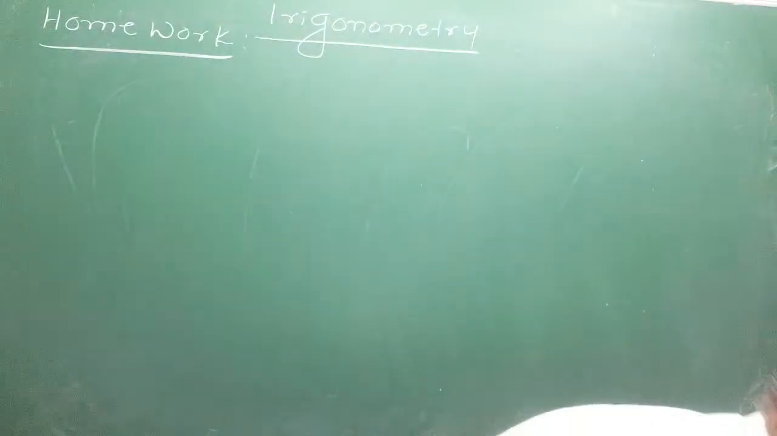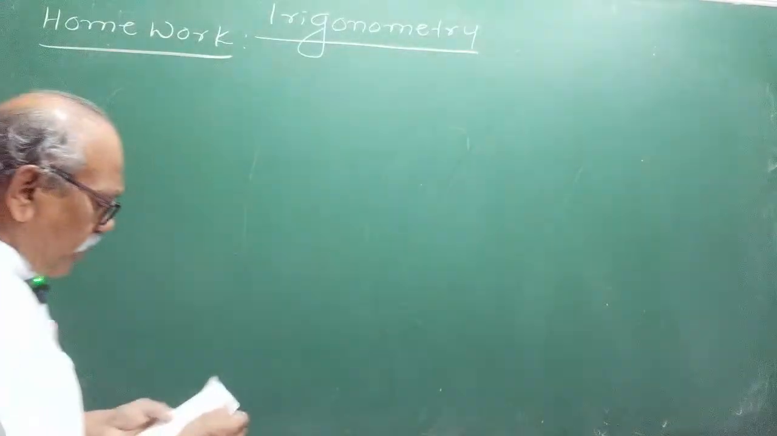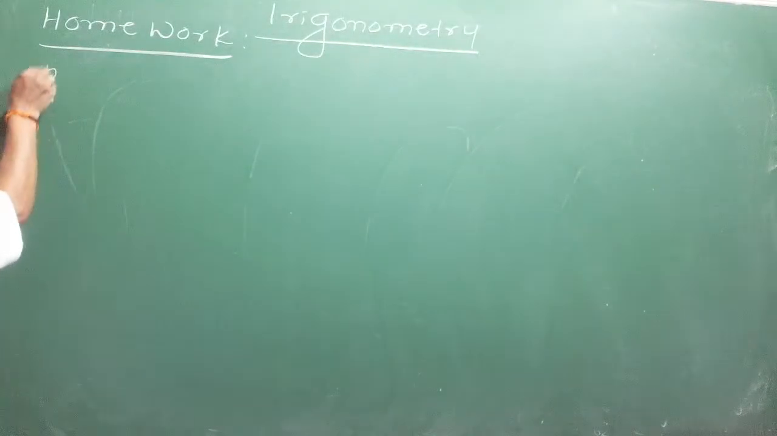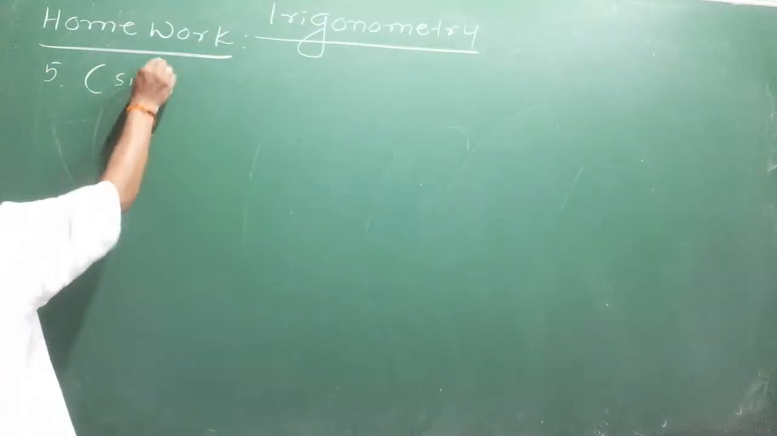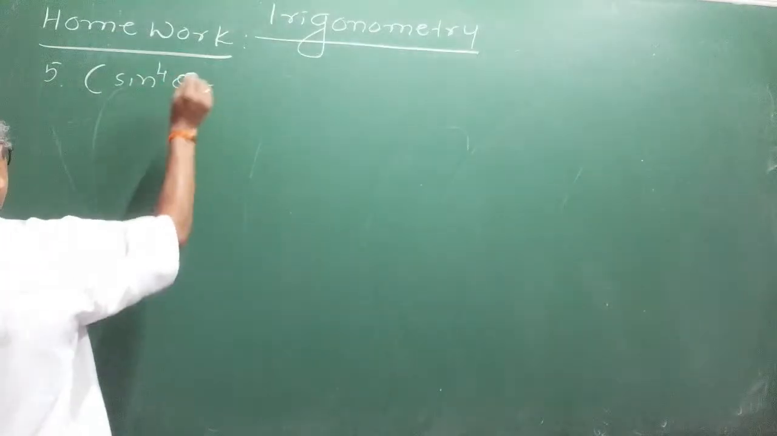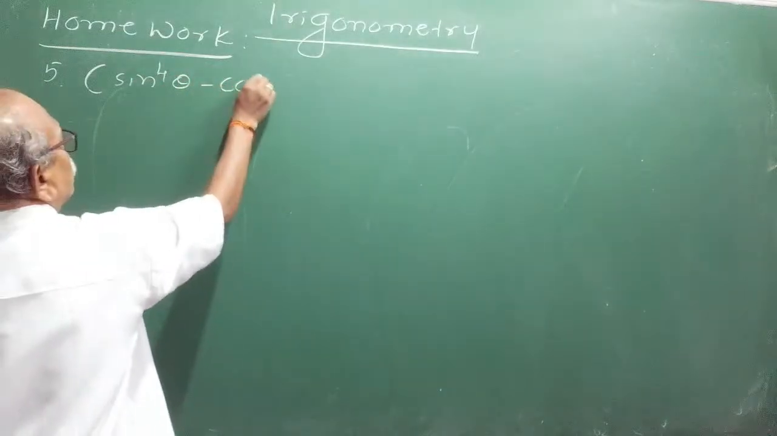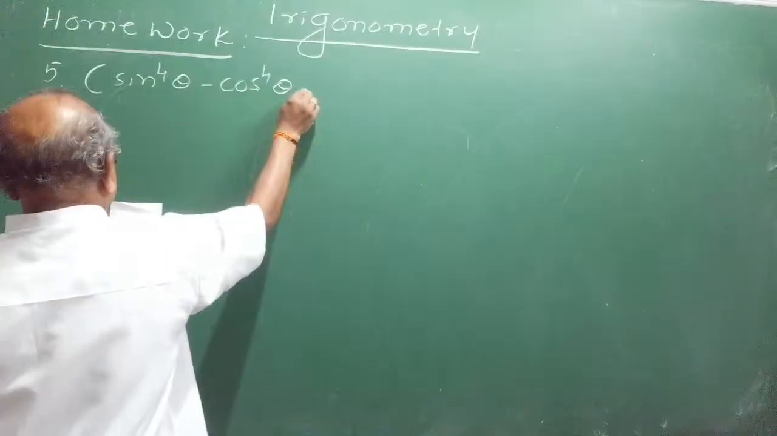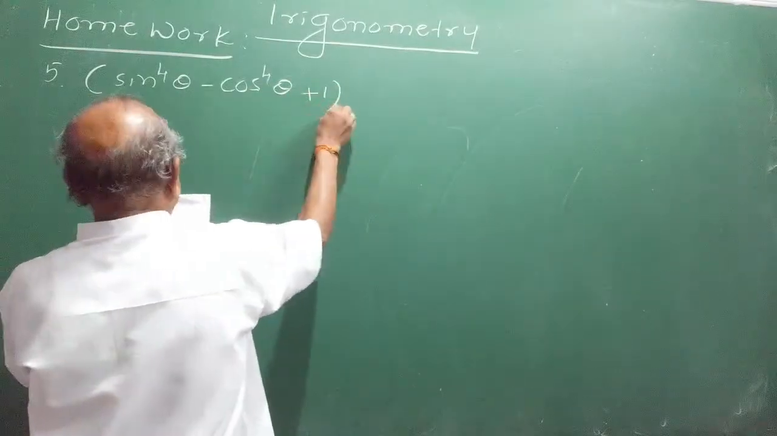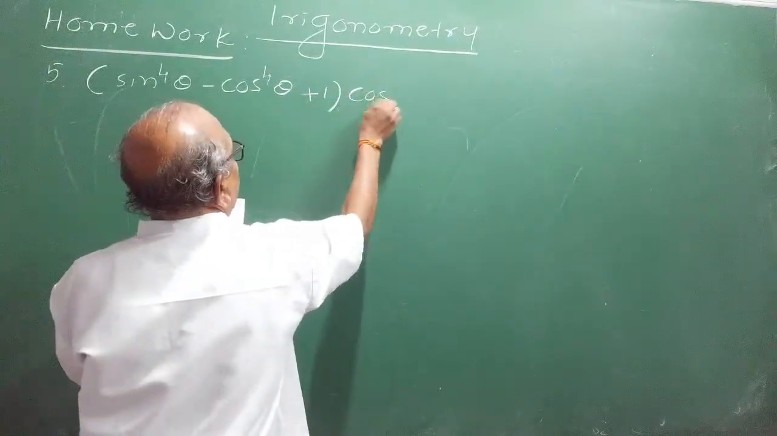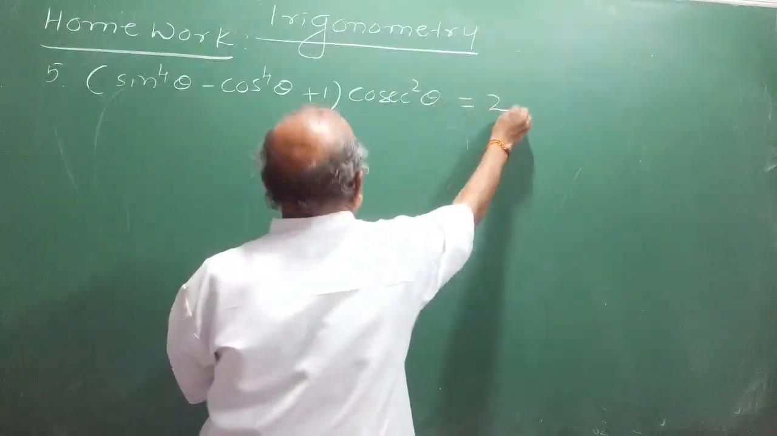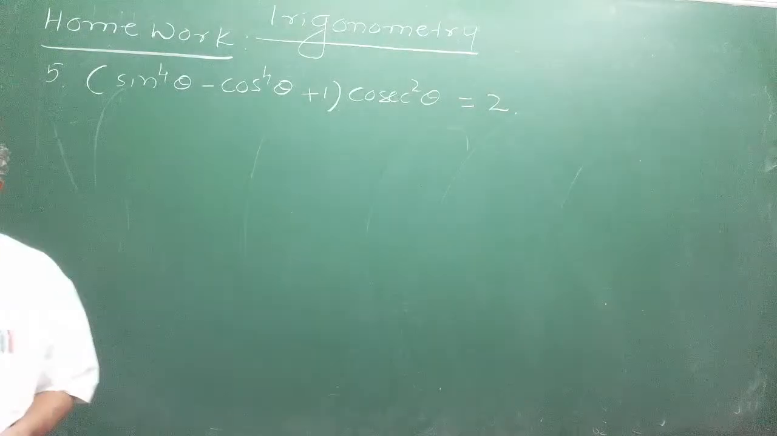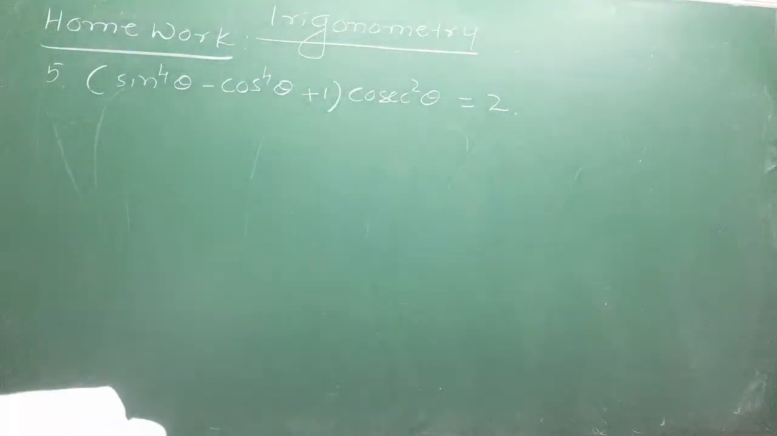your answers. I think problem number 5 I gave was sin raised to 4 theta minus cos raised to 4 theta plus 1 into cosec square theta is equal to 2. We have to prove. How many of you solved it? Show thumbs up.